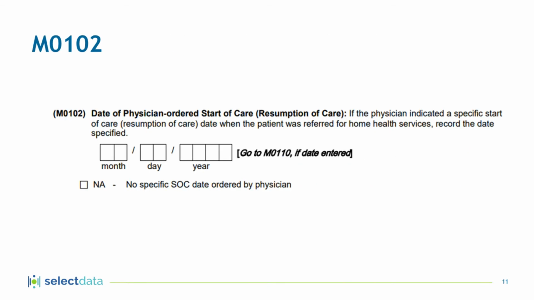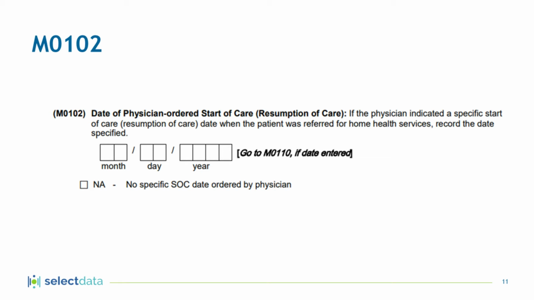M0102 reads, date physician ordered start of care or resumption of care. If the physician indicated a specific start of care or resumption of care date when the patient was referred to home health services, record the date specified. If the originally ordered start of care or resumption of care is delayed due to the patient's condition or physician request, for example, if the hospitalization is extended, then the date specified on the updated or revised order to start or resume home care services would be considered the date of the physician-ordered start of care or resumption of care.